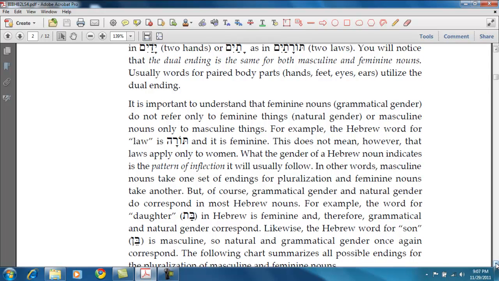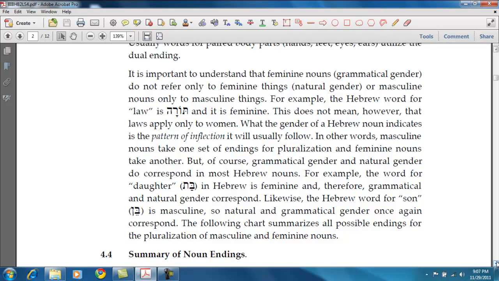For example, the word for daughter is bat. So you have the patach tav, which is normally feminine. In Hebrew, it's feminine, and therefore grammatical and natural gender correspond. Likewise, the Hebrew word for son, ben, is masculine, so it's an endingless noun. So basically, it does take the same endings here.